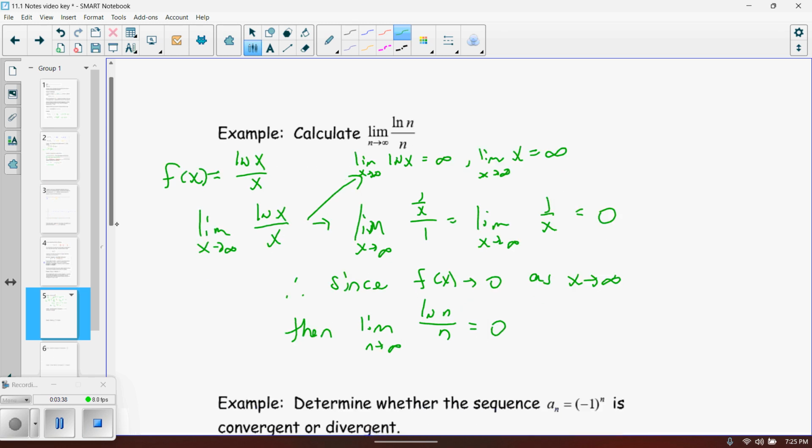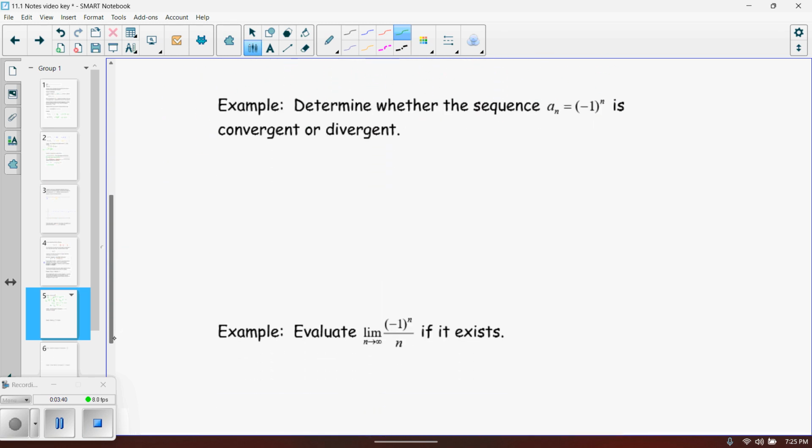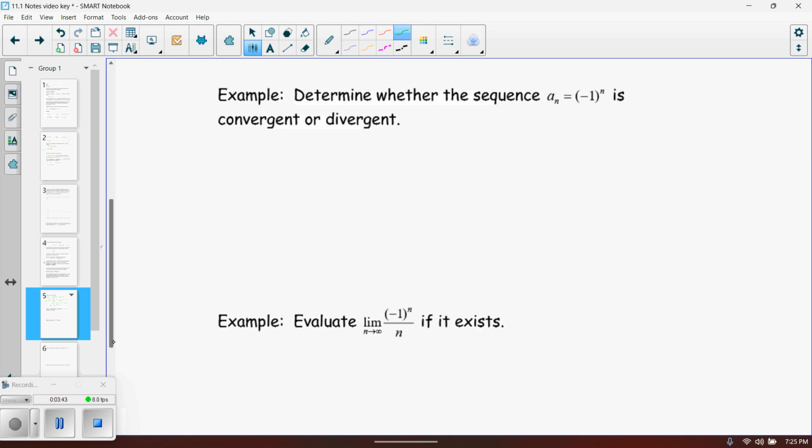All right, number 2, I guess it is. It doesn't really have a number here, but it's a second example. Determine whether the sequence a sub n equals (-1) to the n is convergent or divergent. Well, if you take the limit, you're going to have a hard time doing that, because what is -1 raised to the infinite power? It's tough to say. So let's write it out term by term and see what we have going on here.